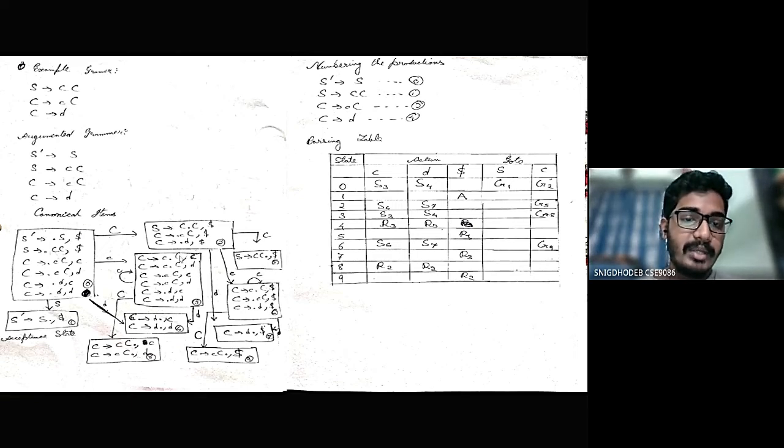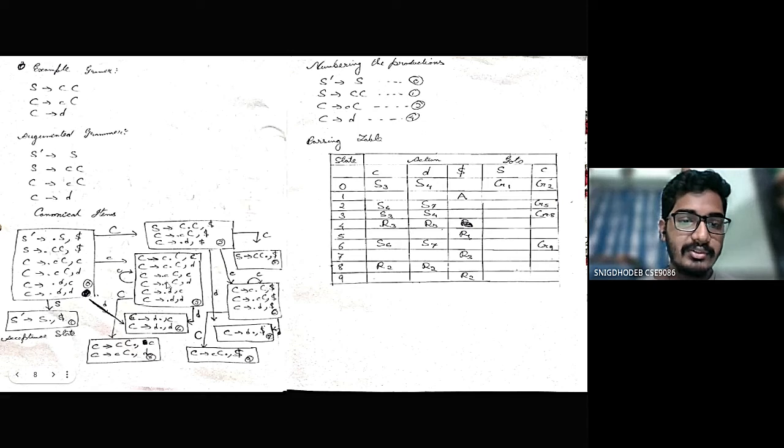Now since both of them have this capital C after the dot, once again we'll be expanding the variable, and after the variable, one has the C look ahead, one has the D look ahead. So we'll be putting the appropriate look ahead along with them. As we can see here, we have expanded the C, and we have put a C look ahead once and a D look ahead once.